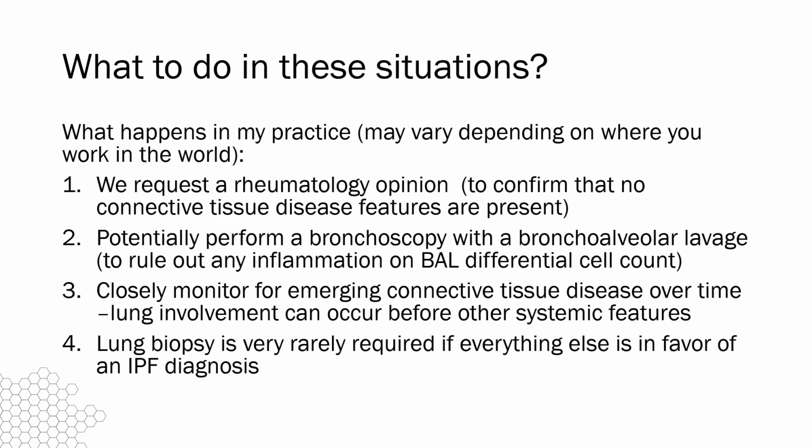The other thing we would do is closely monitor for emerging connective tissue disease over time. We need to be careful because lung involvement can sometimes occur before other systemic features are present. We know this is the case in rheumatoid arthritis. Sometimes the lung involvement precedes joint involvement, so patients may actually have rheumatoid lung disease before they develop the joint disease. So this is an argument in favor of monitoring closely and having a low threshold to change the diagnosis if features change in the presentation of our patient.